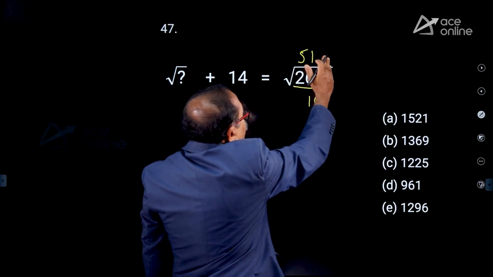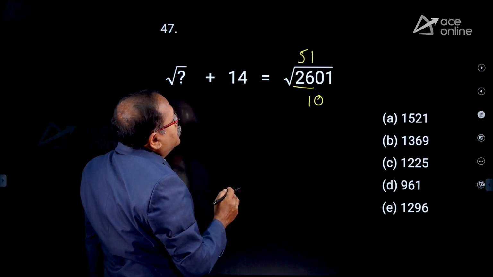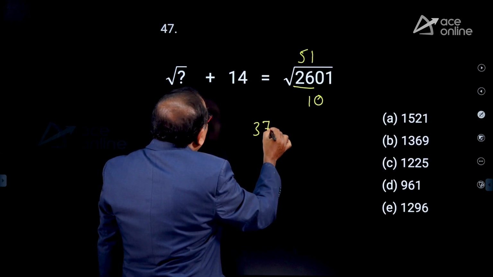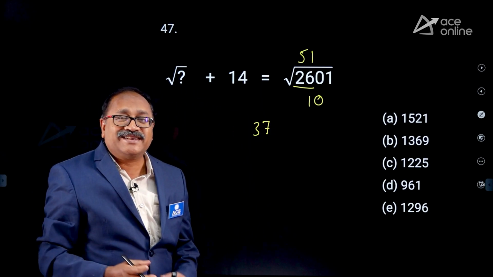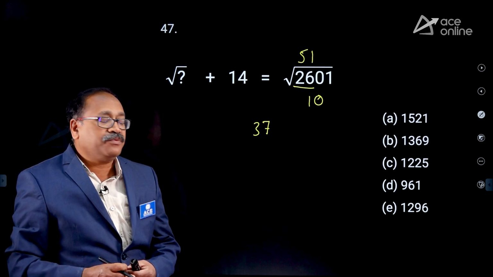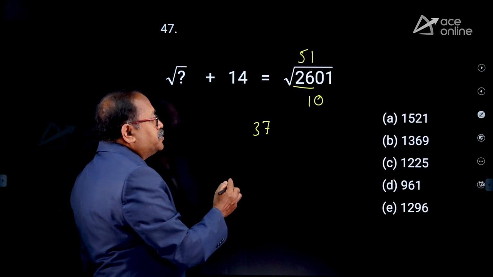So when you take the 14 to the other side, you are getting 37. So if square root of x is equal to 37, then what is x? So x is 37 squared. If you don't remember 37 squared, there is a method to find it out.